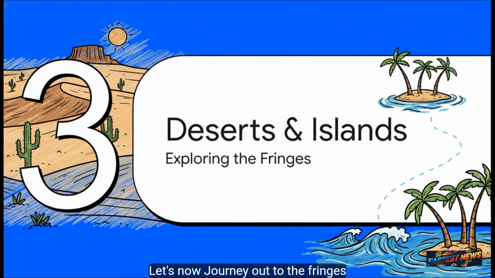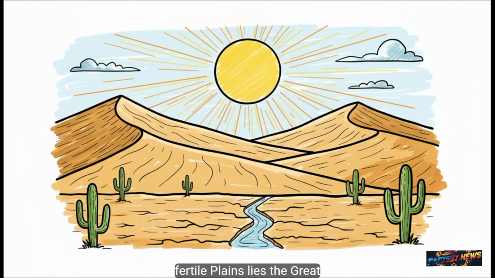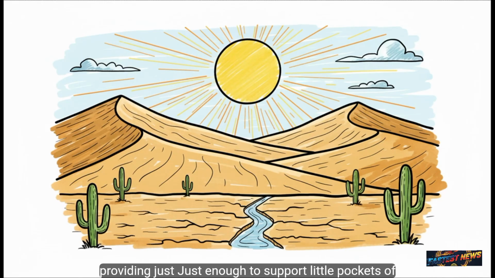All right, so we've been in the fertile heartland. Let's now journey out to the fringes, to the landscapes that stand in really sharp contrast to those lush plains and icy mountains. So, to the west of those fertile plains lies the Great Indian Desert, also known as the Thar Desert. It's a totally different world, an arid landscape of shifting sand dunes that stretches west from the ancient Aravalli Hills. Life here is pretty much dictated by the scarce water, with seasonal streams like the Luni providing just enough to support little pockets of civilization.